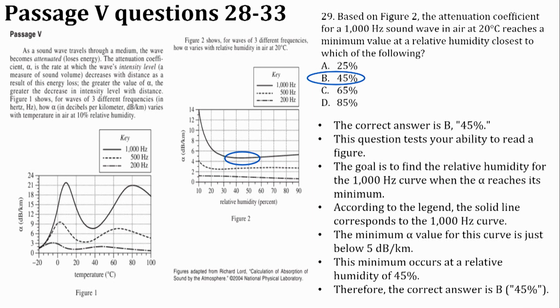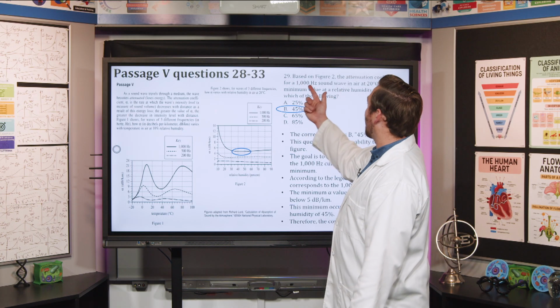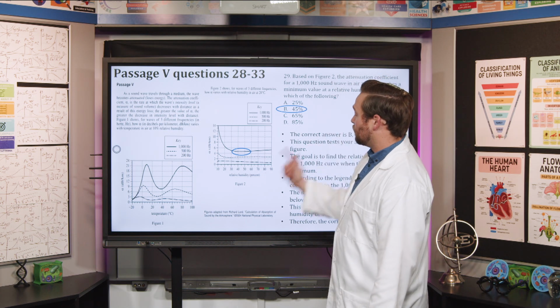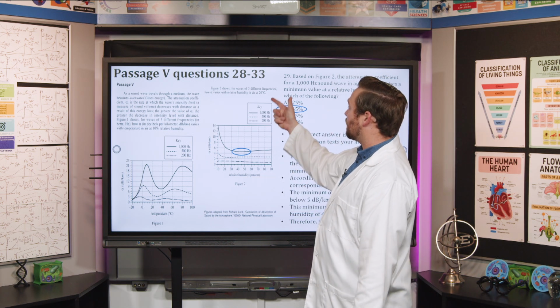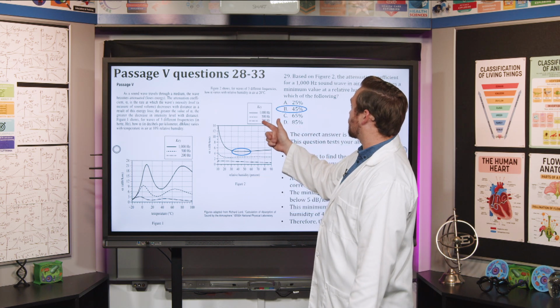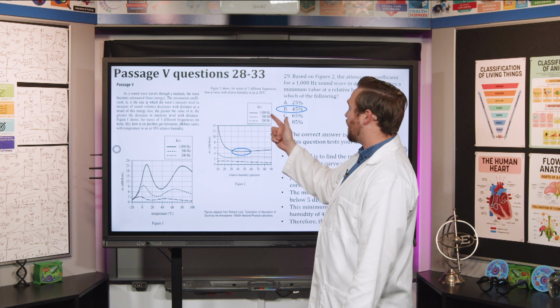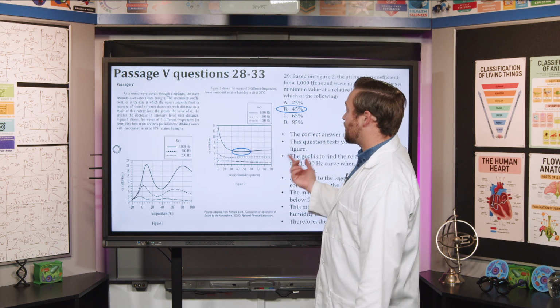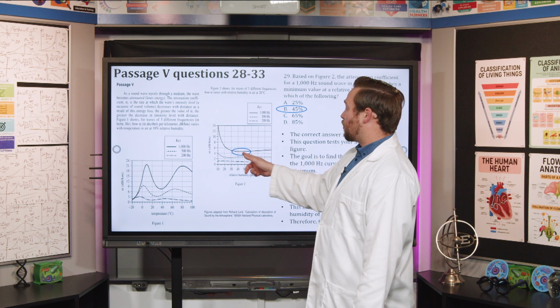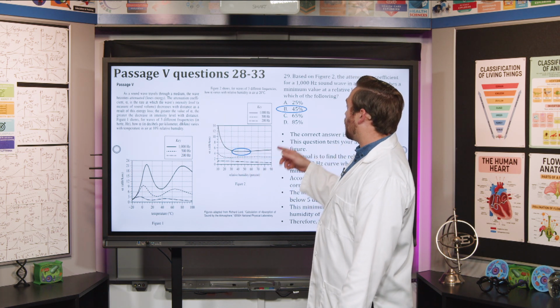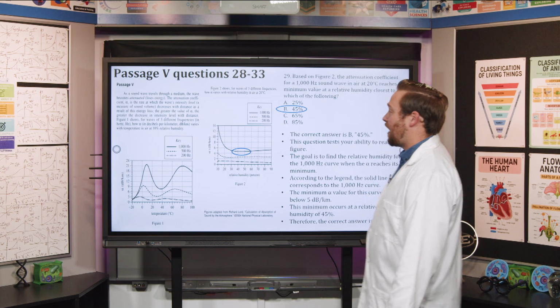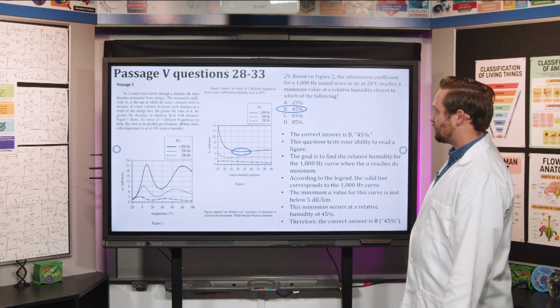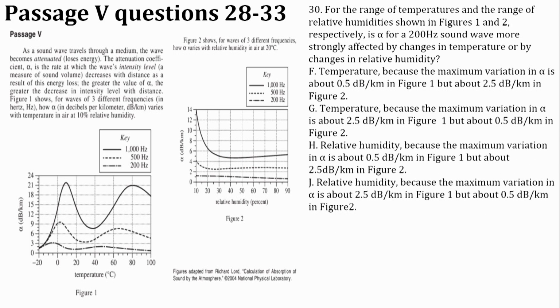So again, what's going on? It's telling us what line and what figure to look at. I'm going to figure 2. I'm finding in the key which line corresponds to that 1000 hertz sound wave. That's the solid line. And then it wants to know when it reached its minimum. So I need to find where it has reached its lowest point, and I can see that that's about 45% relative humidity. Great job. I got a couple more to go along with this.